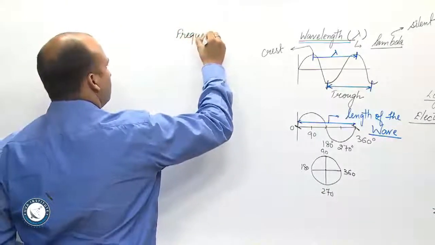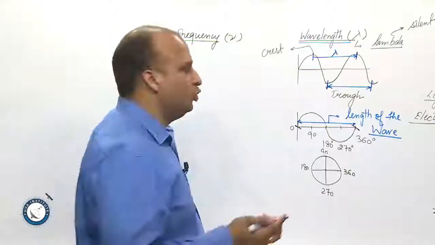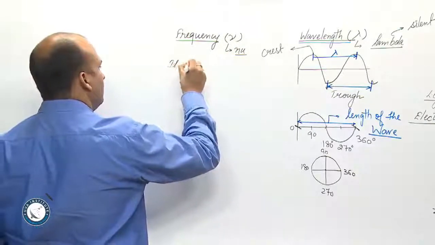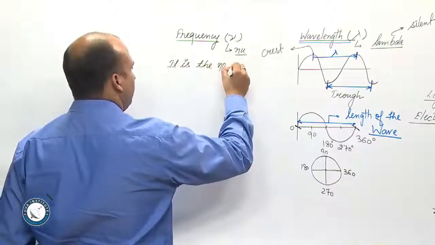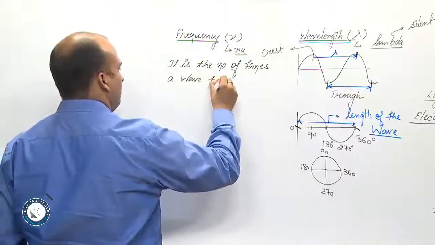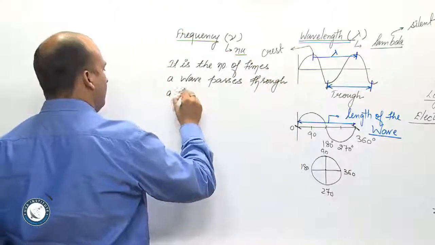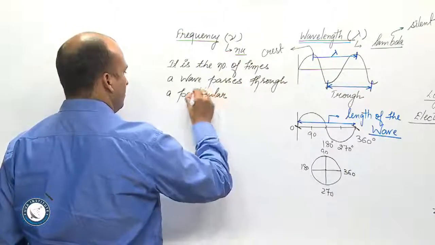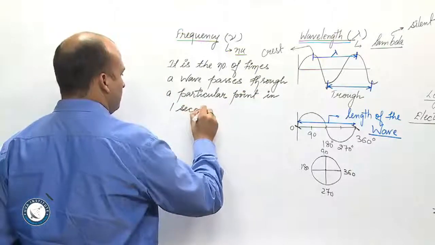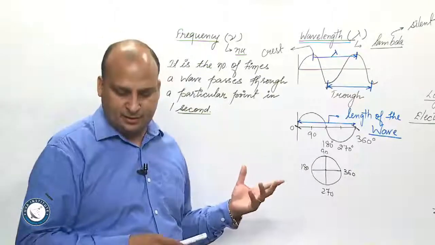Now the second thing is frequency. This is nu, like N-U, nu. It is the number of times a wave passes through a particular point in 1 second. Is this clear to everybody?